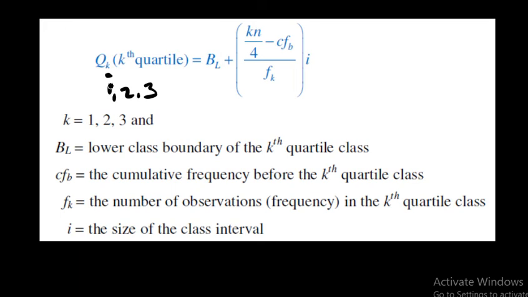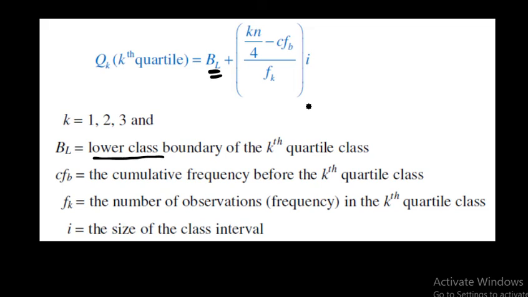The lower quartile will be the first quartile and the upper quartile will be the third one. And the middle one is the second quartile, that is the same as median. Remember those things. So the K represents 1, 2, 3. What about BL? BL is written here, lower class boundary. The lower class boundary of the K's class.